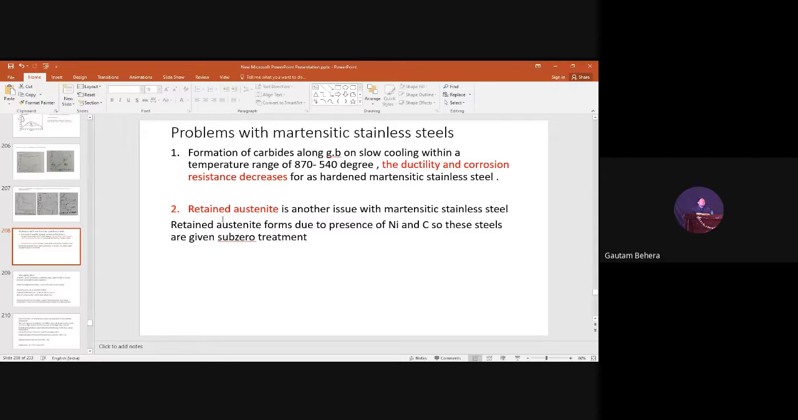And the second issue is retained austenite. You understand retained austenite is a very soft phase, and if it gets transformed into some other phases, there will be a volume change, and volume change leads to generation of residual stresses in the steel. So that's why it will always require sub-zero treatment. After formation of martensite, we can go for sub-zero treatment to remove this retained austenite so that it transforms into martensite. And you understand why retained austenite is there: because of nickel and carbon. Nickel and carbon are austenite stabilizers basically, right? Carbon is an austenite stabilizer, nickel is also an austenite stabilizer.